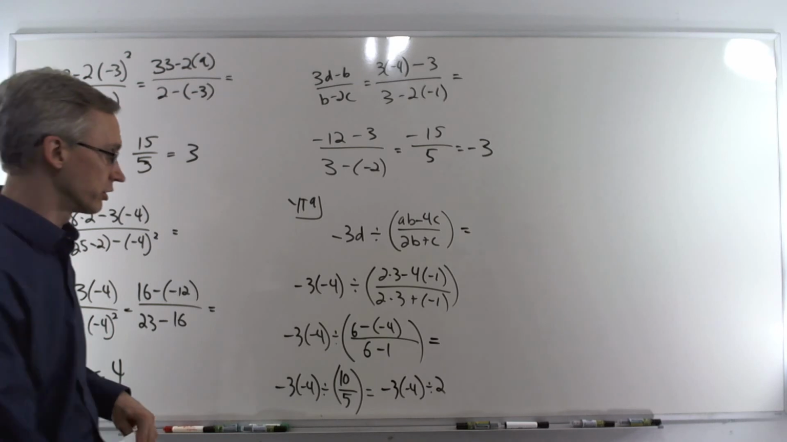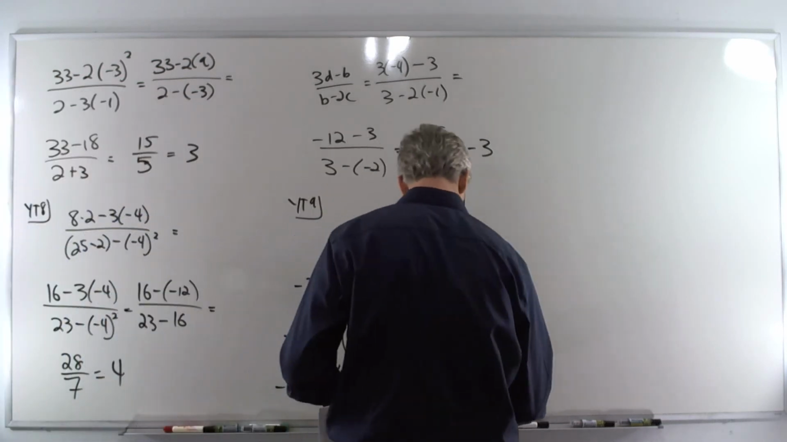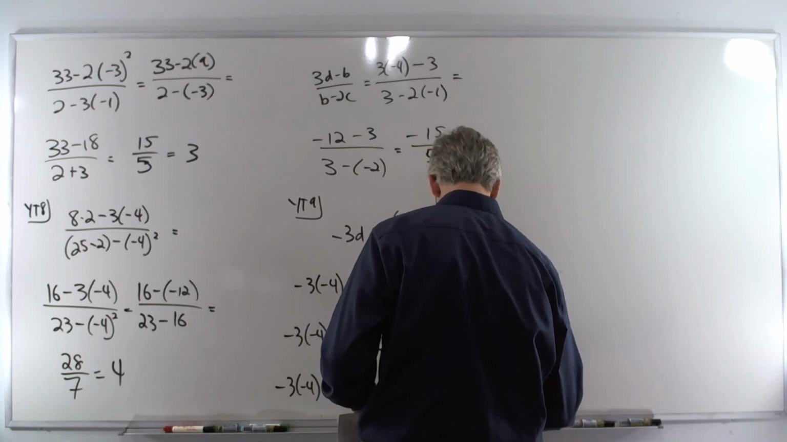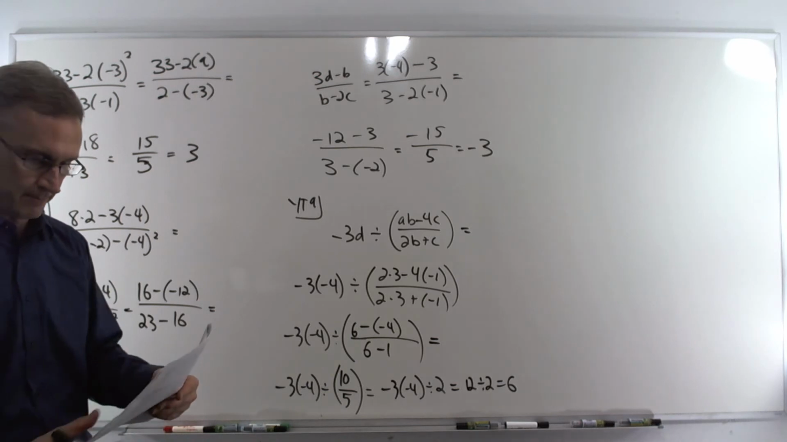All right, now we're down to multiplication and division. We're going to work left to right. So negative 3 times negative 4 is positive 12. So that's 12 divided by 2, divide it out, and we get 6.